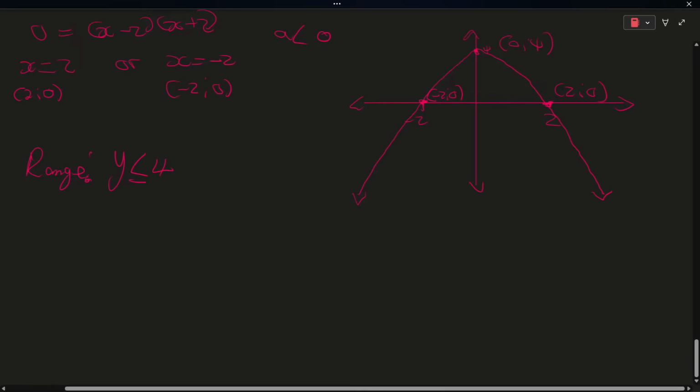So let's talk about the issue of domain. Now let's say this graph was something like this, concave up. Let's say my graph was something like this. I was going to say y is greater than or equal to, let's say it was -4. y is greater than or equal to -4. Okay, that's it.